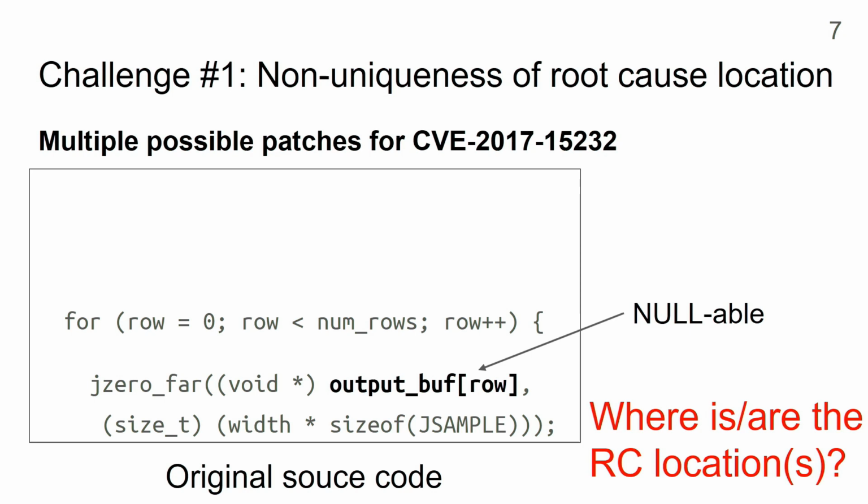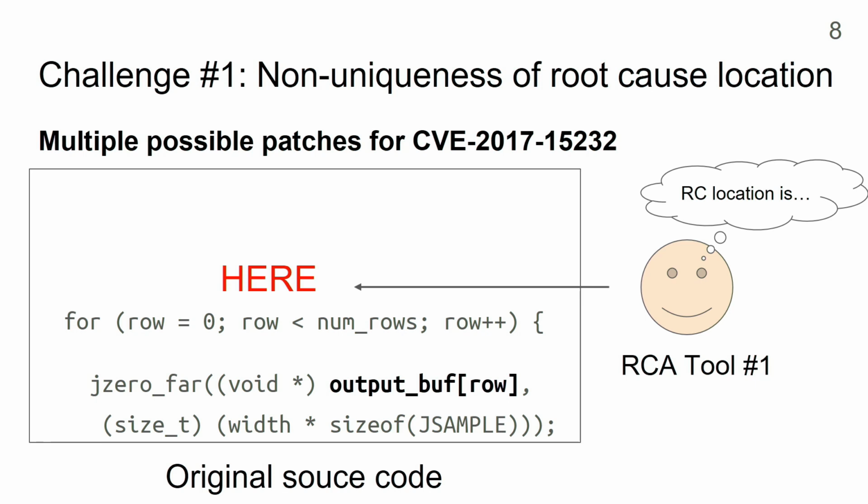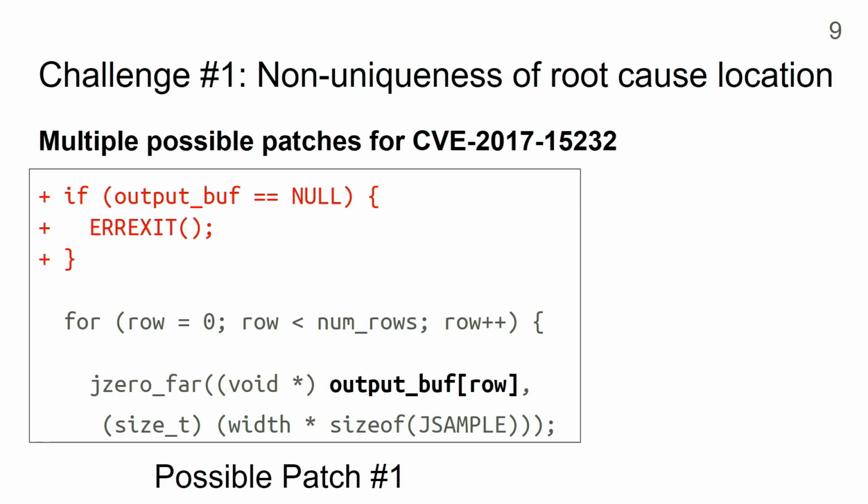Let's assume that you are a user of RCA tools. Where do you think the RCA tool would indicate as the root cause location? Your first RCA tool may say the root cause location is here, just before the loop. Based on this suggestion, the patch can be like this. And as you can see, this patch works well.